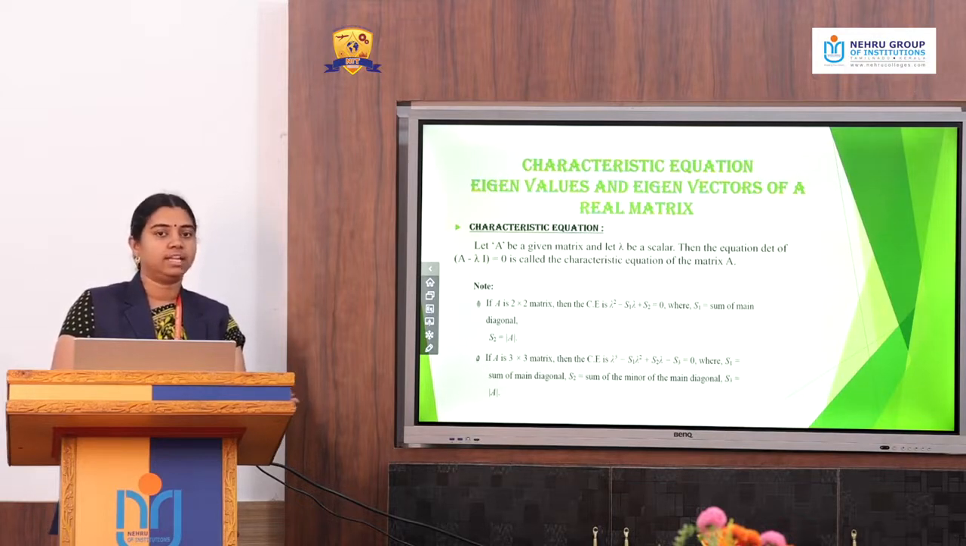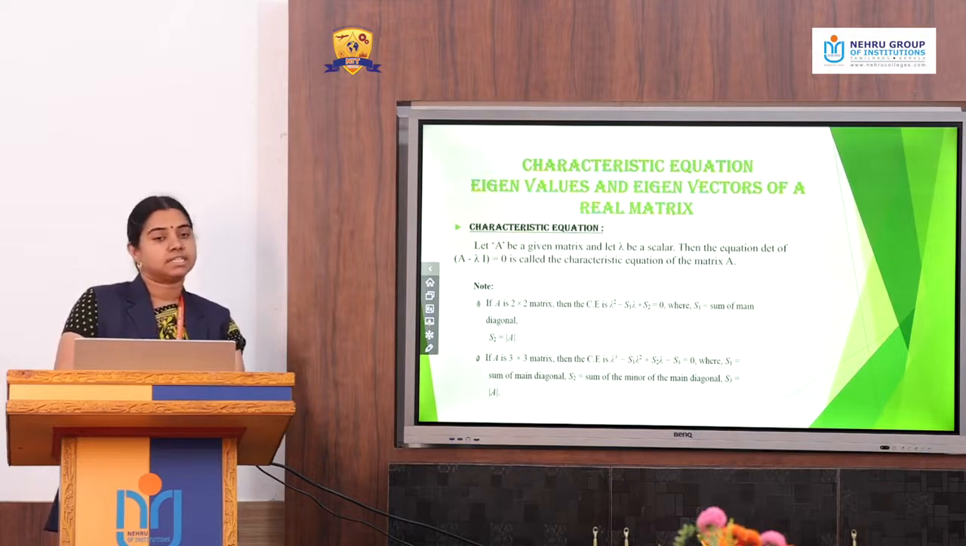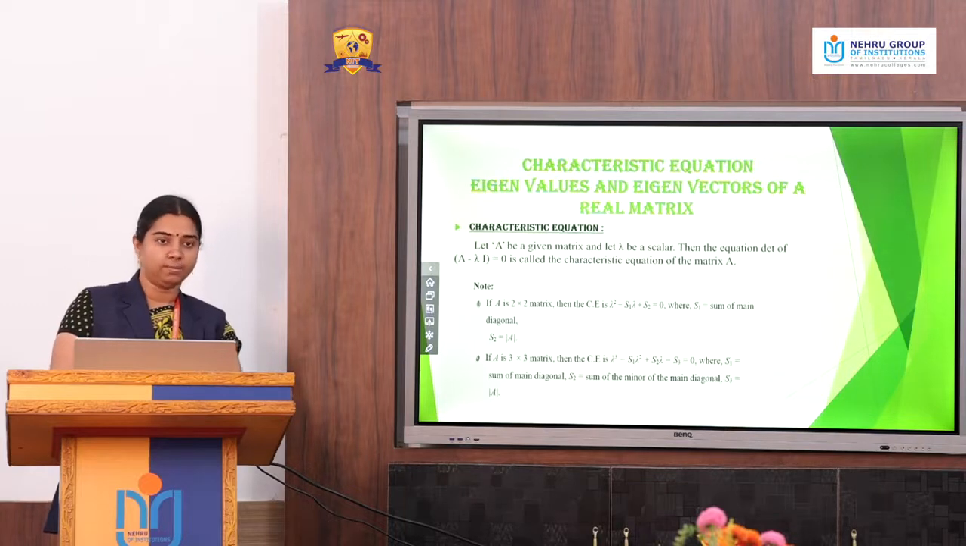Where S1 is the sum of the main diagonal and S2 is the determinant of A. Suppose we have a 3 by 3 matrix. At that time, the characteristic equation is lambda cube minus S1 lambda square plus S2 lambda minus S3 equal to 0. So here S1 is, as usual, the sum of the main diagonal, S2 is the sum of the minors of the main diagonal, and S3 is the determinant of A.